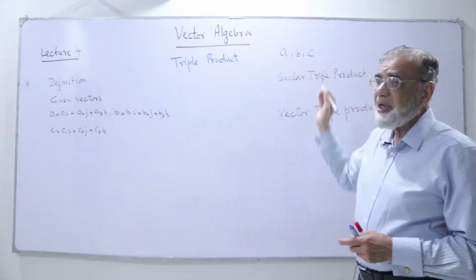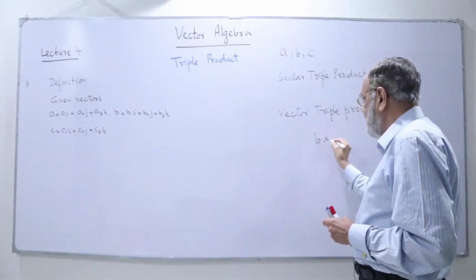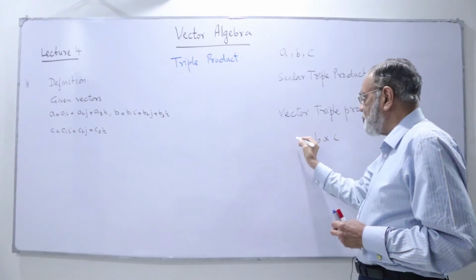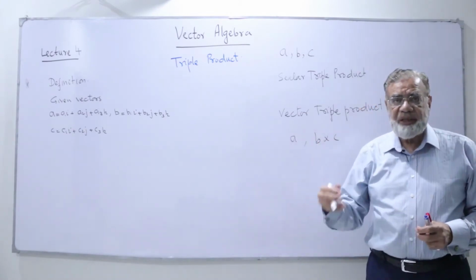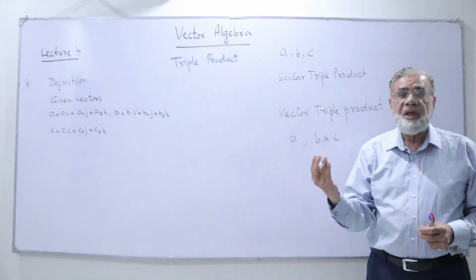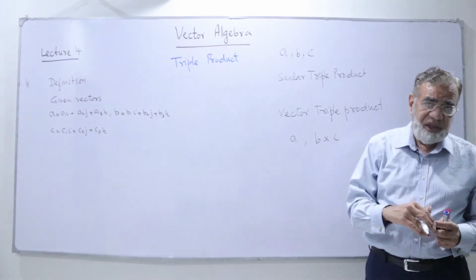We take the cross product of any two vectors. I take the cross product of B and C, and then I have two vectors now, A and the result, because the cross product of two vectors is a vector. Now we multiply these two vectors. If the result is scalar, we say scalar triple product.